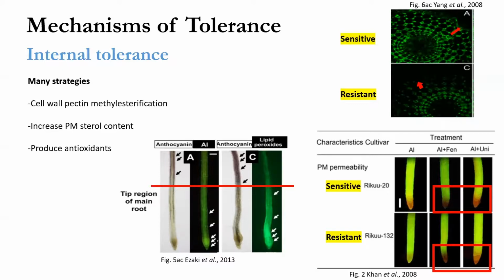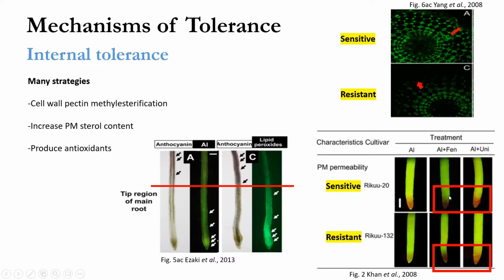The plasma membrane can also be modified to increase plant tolerance. Specifically, higher sterol content reduces the aluminum disruption to plasma membranes. In this study right here, which is also done in rice, the resistant strain has a higher sterol content in the plasma membrane and accumulated less aluminum in the root apex, as stained red.